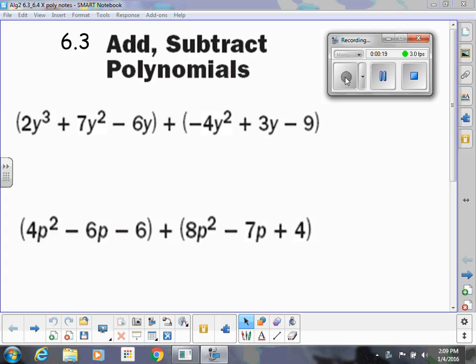And then if you have questions, I advise you to make note of that on your notes. So maybe put a question mark by it or something so that you know to ask me about that in class. So when we're adding polynomials, all we're doing is just combining like terms.